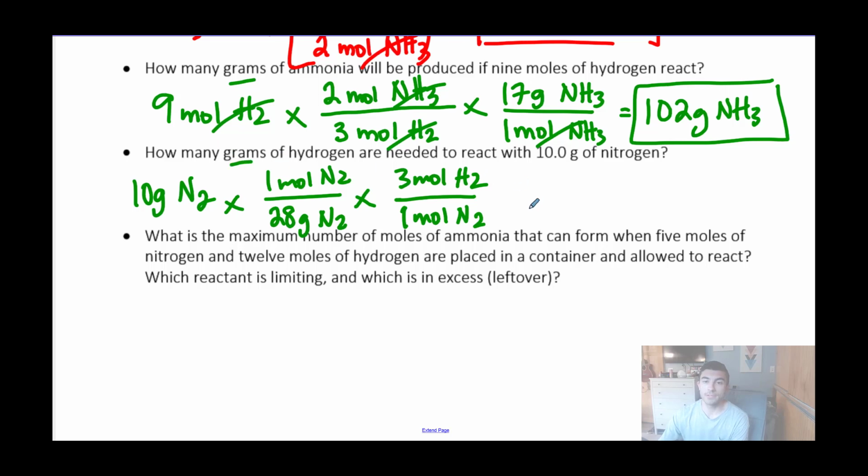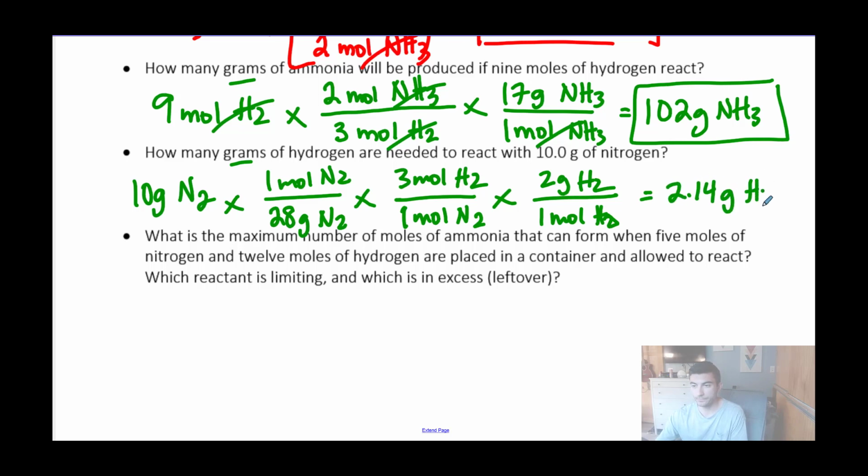And they want grams of hydrogen, so I'm going to go one extra step and use the molar mass of H2, which is 2 grams per mole. And if we plug that in, 10 times 3 times 2 divided by 28, we should get about 2.14 grams of hydrogen.